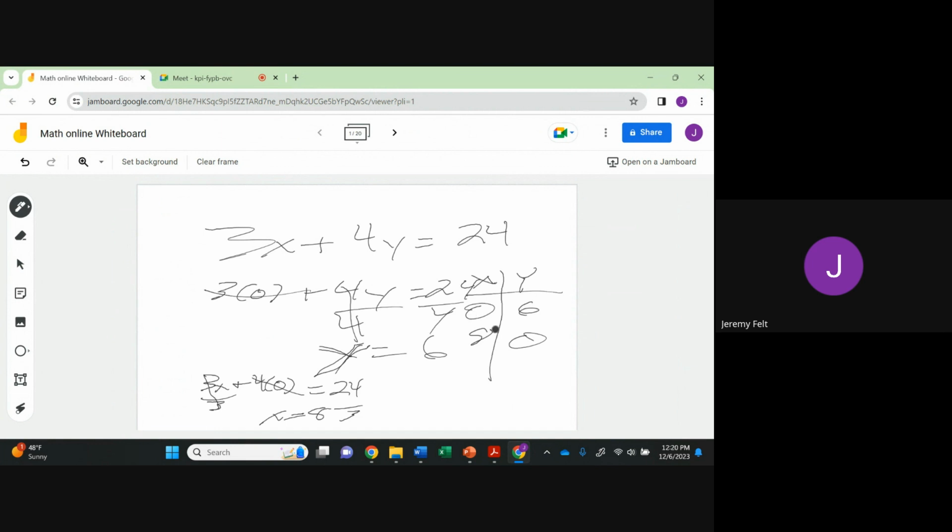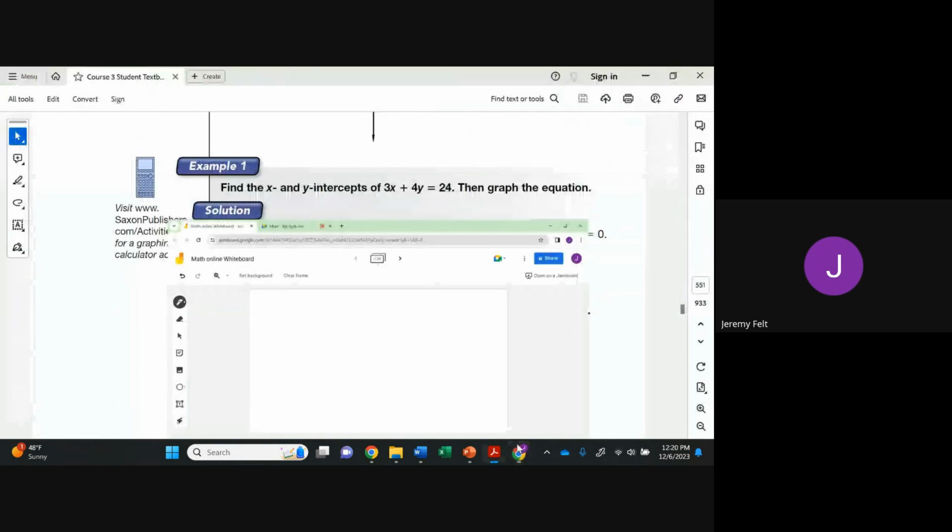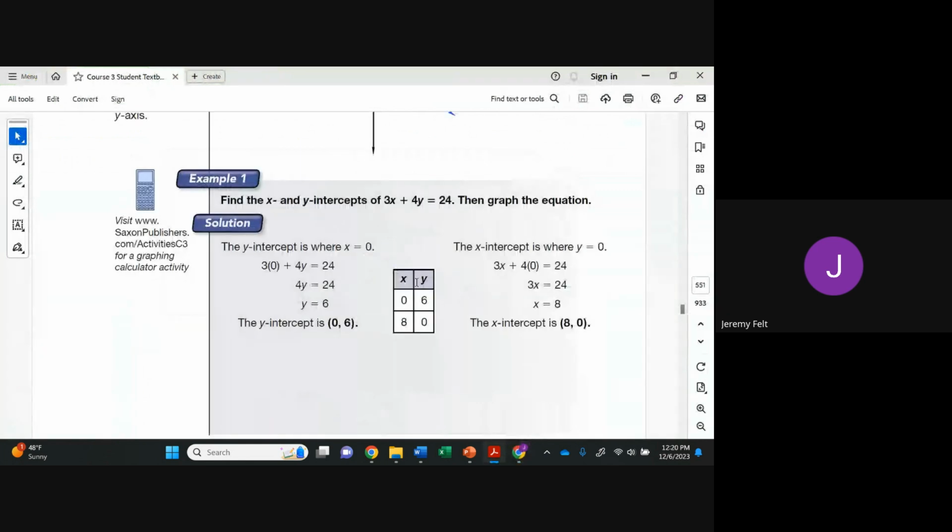There's my 2 points. We could go in and plot those and then connect the dots, and we would have our linear function. 0, 6 and 8, 0. That's how we get to those numbers. They have it broken down right there as well. So in this form, using this method is pretty easy.